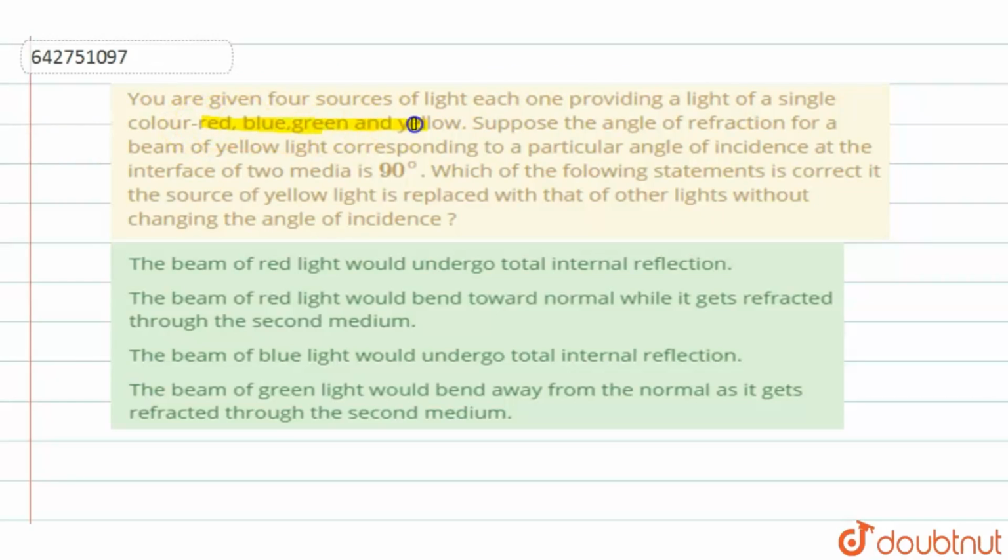You are given 4 sources of light, each one providing a light of a single color: red, blue, green, and yellow. Suppose the angle of refraction for a beam of yellow light corresponding to a particular angle of incidence at the interface of two media is 90 degree. Which of the following statements is correct?